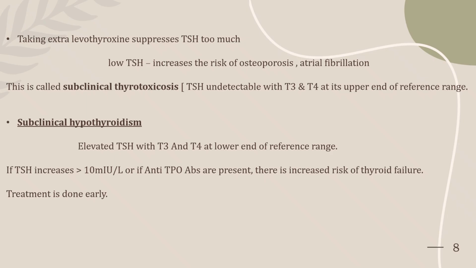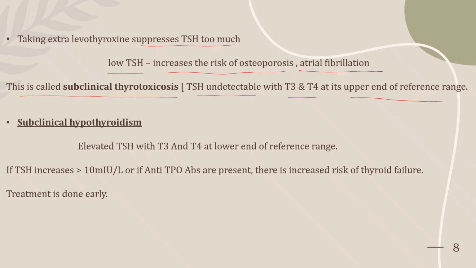Whenever a patient takes extra levothyroxine or when he forgets to do a follow-up, it suppresses the TSH too much. In cases with low TSH, there will be an increased risk of osteoporosis and atrial fibrillation, etc. This condition is called subclinical thyrotoxicosis, where there will be undetectable TSH with elevated T3 and T4 at the upper end of the reference range.